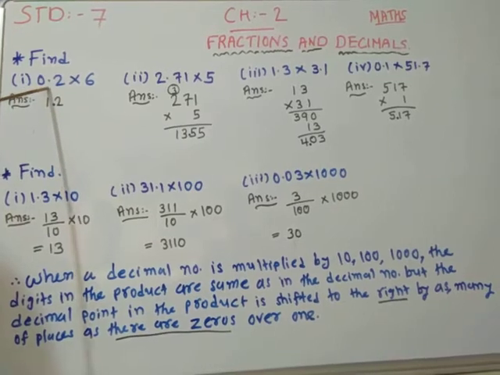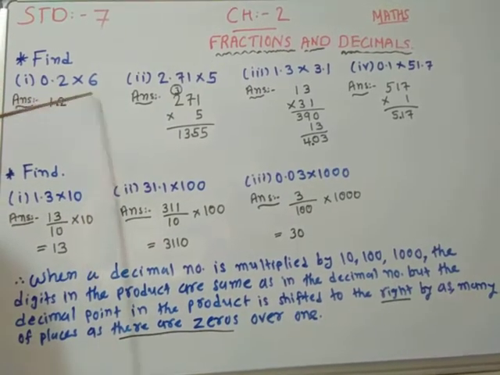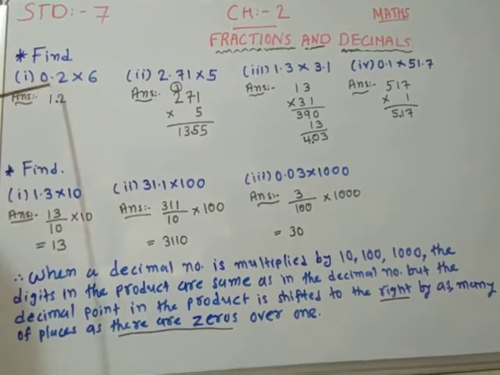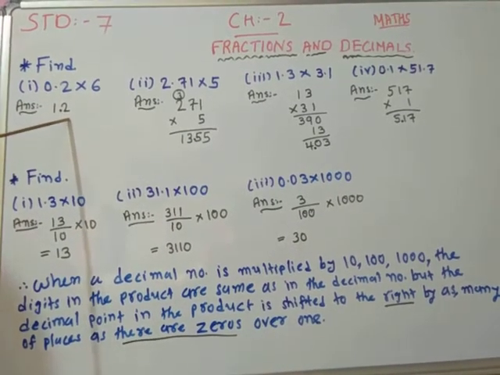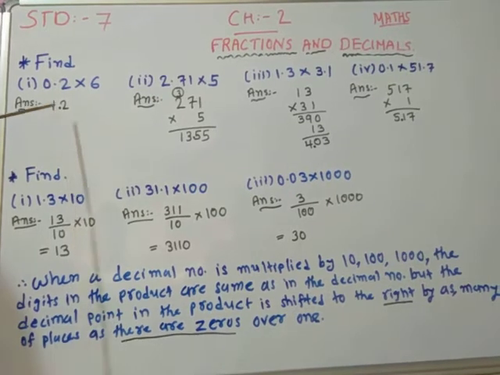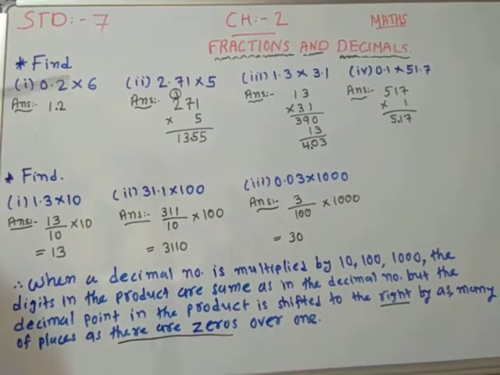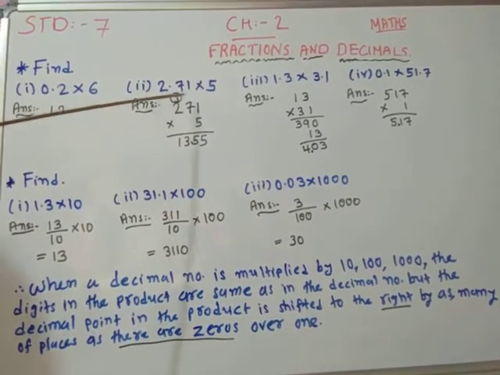Here, in the first number, after the point there is 1 digit. Here there is no point, so in total it's 1 digit. So from the right hand side you have to count one number and put the point there. So it's 1.2. Now let's take another example.